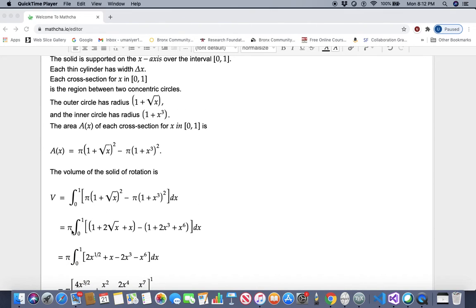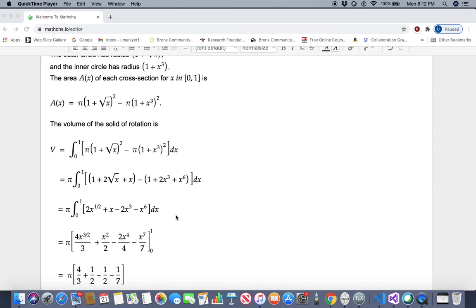Pi is a common factor. You can bring it out. It's constant. 1 plus square root x squared is 1 plus 2 square root x plus x, minus 1 plus x cubed squared, which is 1 plus 2x to the power third plus x to the power 6. Simplifying, the ones cancel. All you are left with is 2 square root x plus x minus 2x cubed minus x to the power 6.